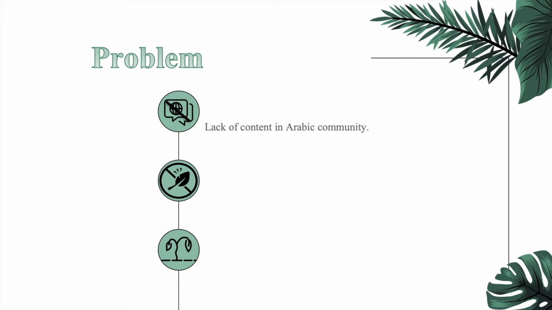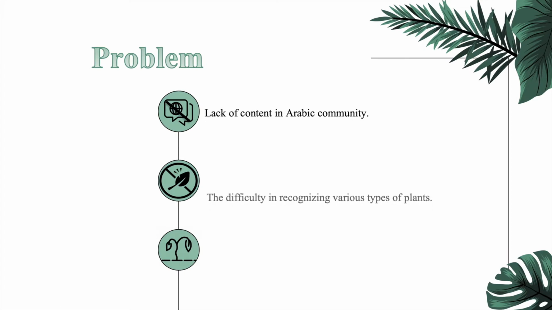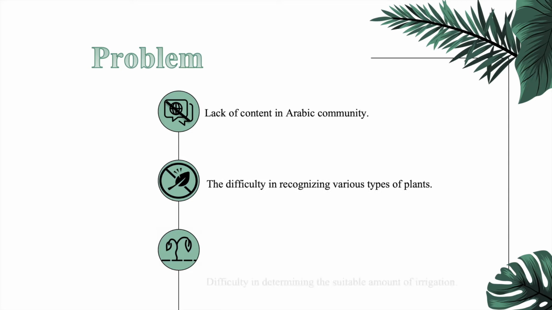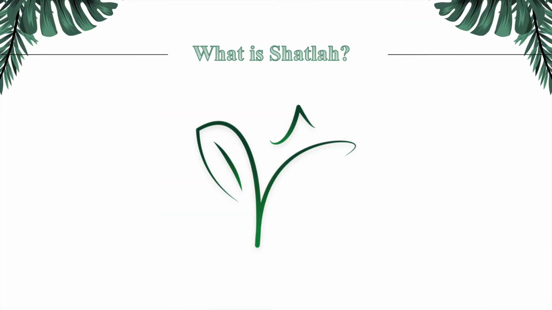Problem: lack of content in the Arabic community, difficulty in recognizing various types of plants, and difficulty in determining the suitable amount of irrigation. Shatlah is a smartphone application intended for Arabic-speaking users to help them take care of their indoor plants. The application uses artificial intelligence technology to identify the plant by recognizing the picture taken by the user, then displays its Arabic name and how to care for it. The app also allows the user to save plant information and add watering reminders. It also provides general guides on common indoor plants.